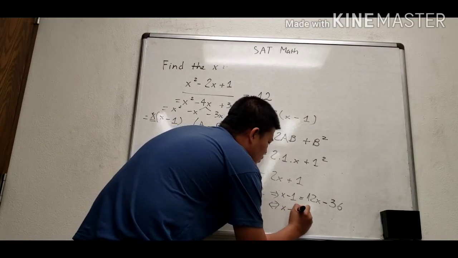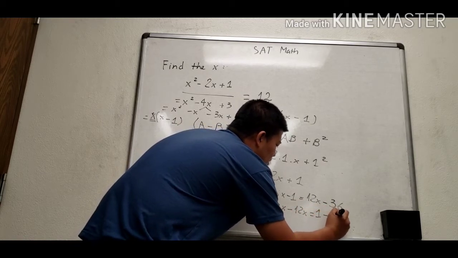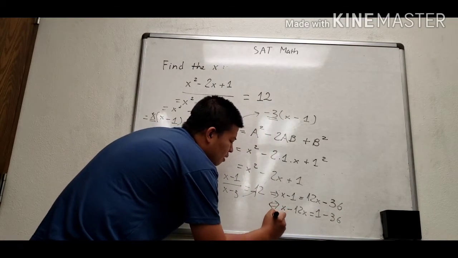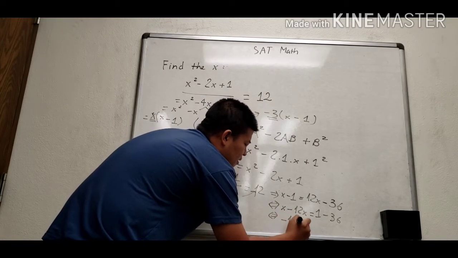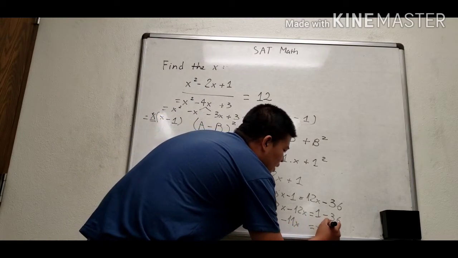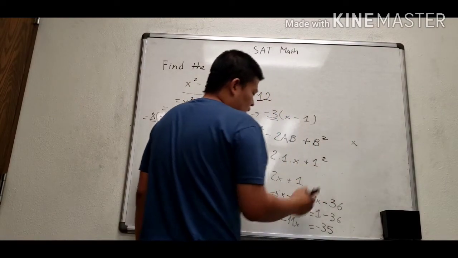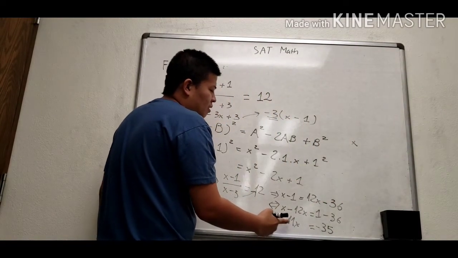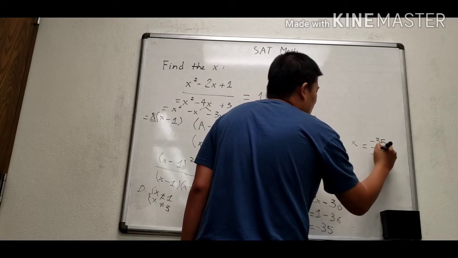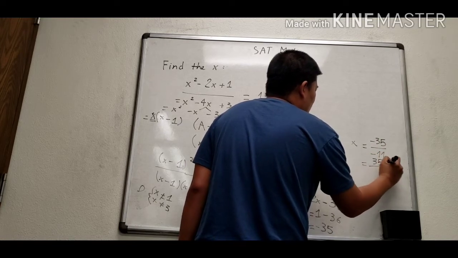We have s minus 12s, and we have 1 minus 36. S minus 12s is minus 11s. 1 minus 36 is minus 35. And we divide both sides by minus 11. So we get minus 35 divided by minus 11, and you get 35 divided by 11.